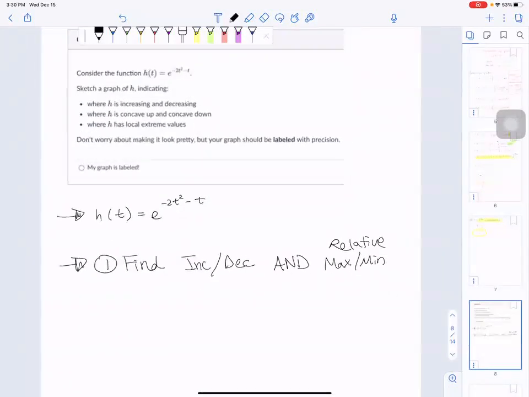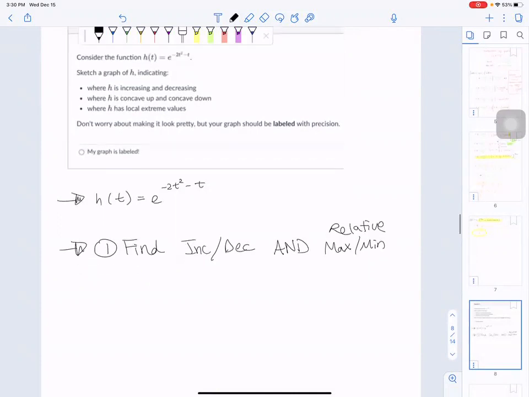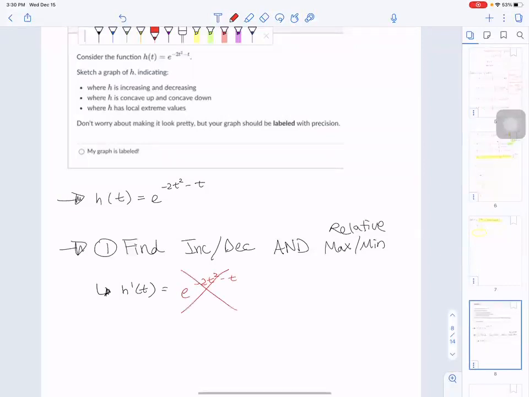That makes sense. So how do you find increasing and decreasing? We need to know the critical points. So how do you find the critical points? We need to find the derivative, of course. What is the derivative of e to this complicated thing? Well, if you say that it's e to the negative 2t squared minus t, that is not correct because you have this complicated thing in the exponent. So you have to use chain rule.